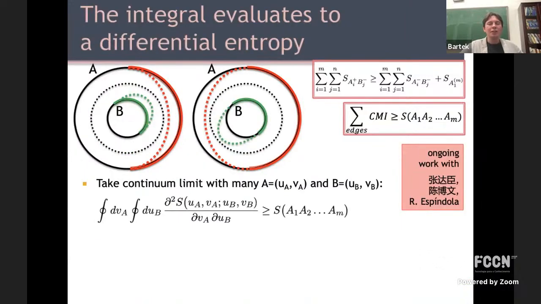Okay, so now we are ready to take the continuum limit of our inequality and study it properly. When I take the continuum limit of our inequality, I get an expression of the form like this.